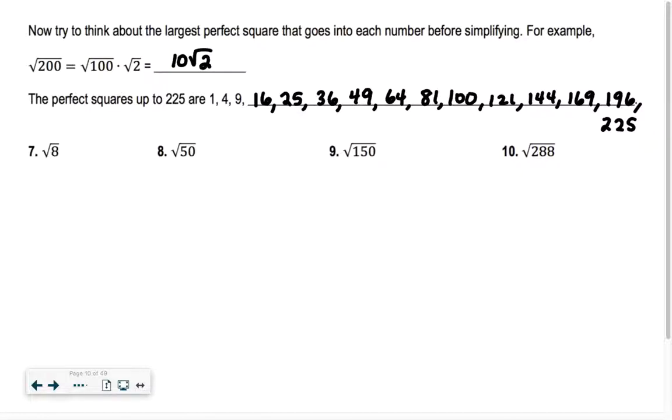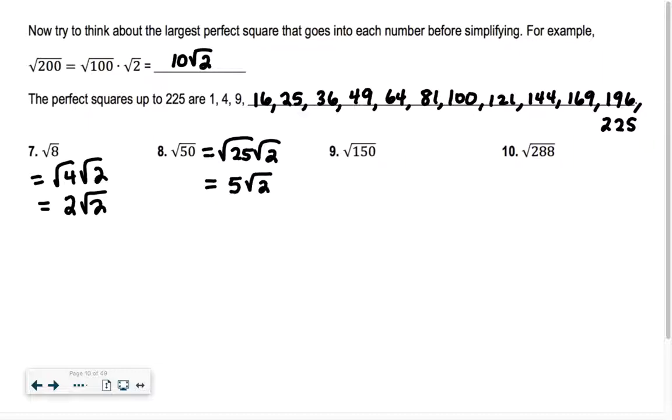All right, so what's the biggest perfect square that goes into 8? 4. So we think of it as the square root of 4 and the square root of 2. And the square root of 4 is just plain 2. So it's 2 root 2. How about 50? 25. So it's the square root of 25 and the square root of 2. And the square root of 25 is 5. So it's 5 root 2.